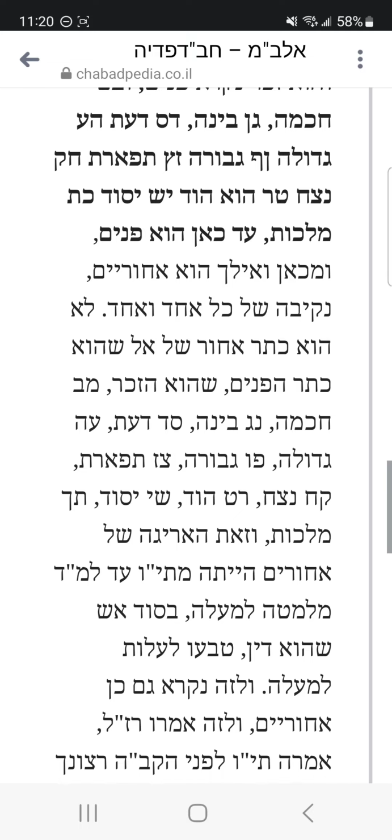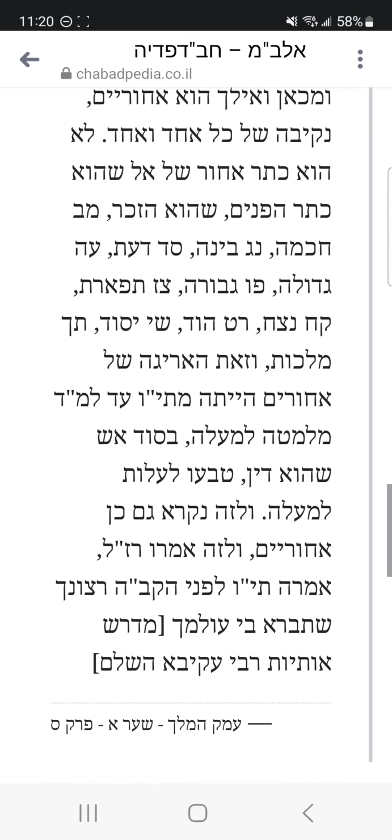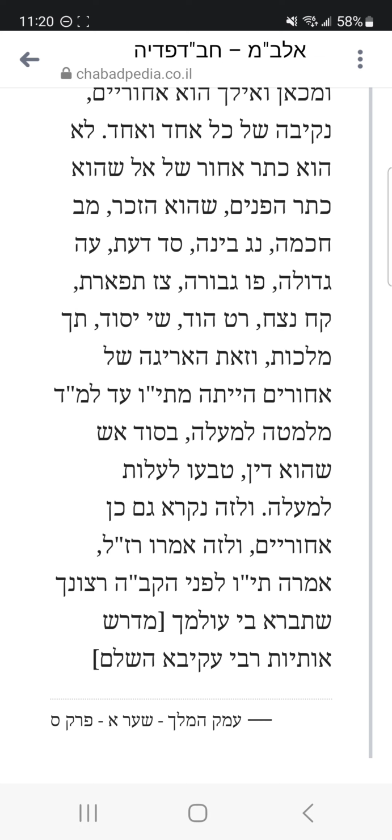Female. The female of each and every one. Lo hu keser. Oh, I'm sorry. Lamed aleph. So it's the same as aleph lamed, it's just backwards. It's lamed aleph instead of aleph lamed, right? Hu keser achor shel aleph lamed, shehu keser hapanim. It's the crown that is backwards of aleph lamed, of El, which is the crown of the face, shehu hazachar, which is the male.